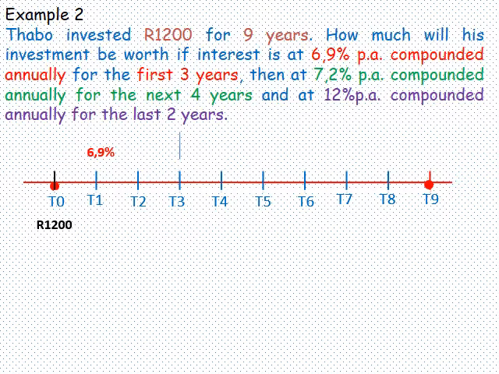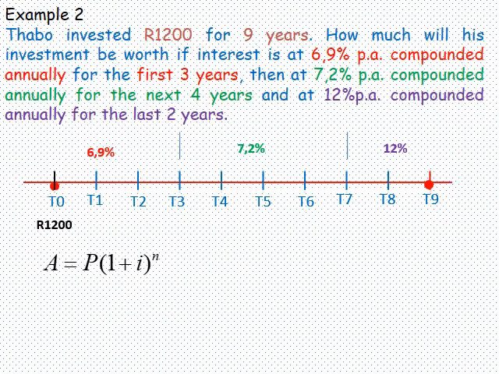This is slightly different from example number 1, where the change of interest rate is just represented by a vertical line, which is perfectly fine. I'll still match up my calculations to their respective colors. 6.9% represented 3 years. 7.2% was given for the next 4 years, and then the last 2 years was the purple 12%.